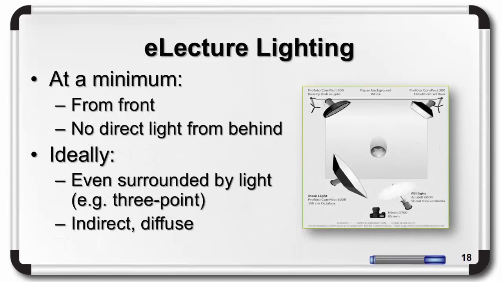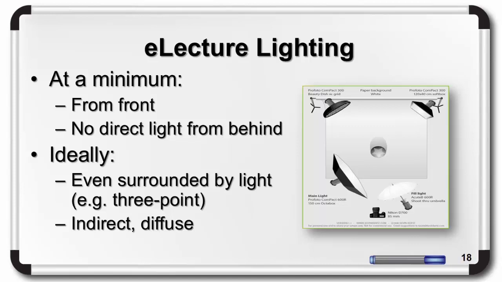In addition to audio considerations, if you're recording video, you'll also need to consider room lighting. At a minimum, you'll want to have good lighting from the front with no direct light hitting the camera from behind you to minimize shadows on your face. Ideally, you'll want to be evenly surrounded by indirect and diffuse light.